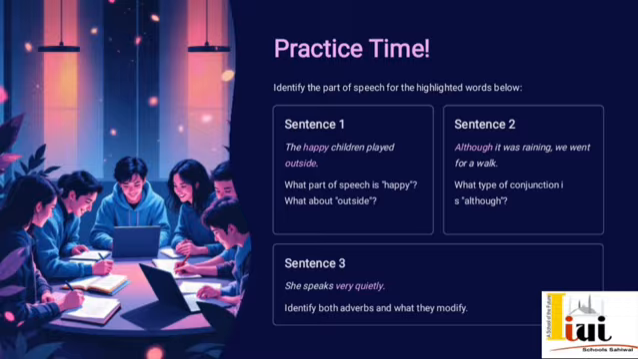The third sentence is she speaks very quietly. Very is an adverb that modifies the adverb quietly, and quietly modifies the verb speaks.